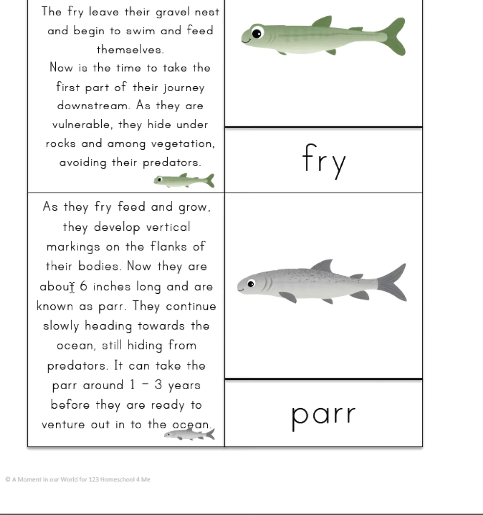Now they're about 6 inches long and are known as parr. They continue slowly heading towards the ocean, still hiding from predators. It can take the parr around 1 to 3 years before they are ready to venture out into the ocean.